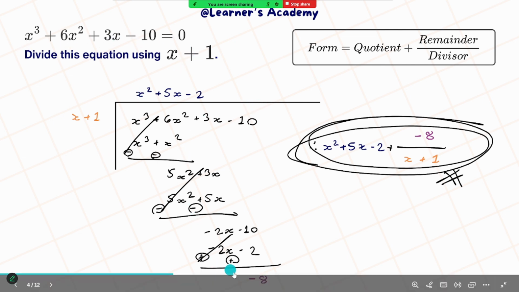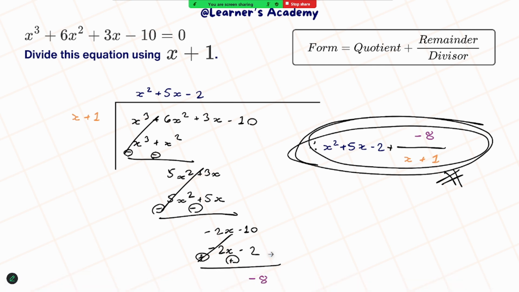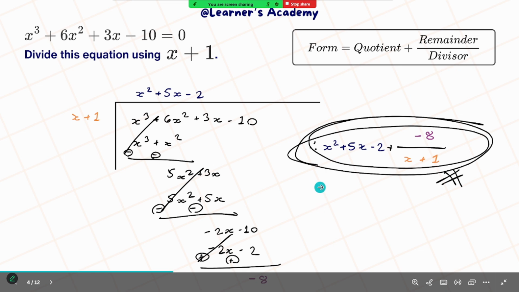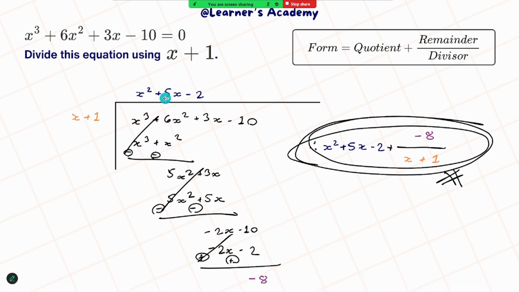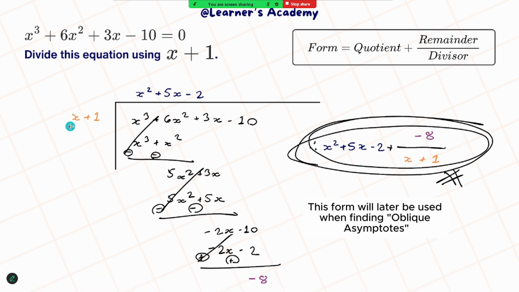And at the end, we get a remainder which is negative 8. So now that we have the quotient, remainder, and divisor, we write it in this form. We first write the quotient x squared plus 5x minus 2, and then we add the remainder at the top of the fraction, negative 8, divided by the divisor at the bottom, x plus 1.